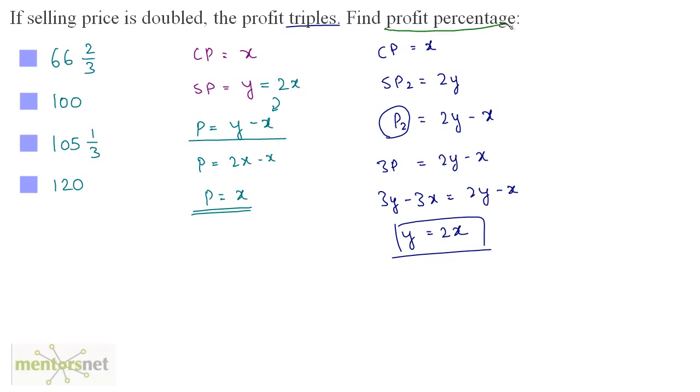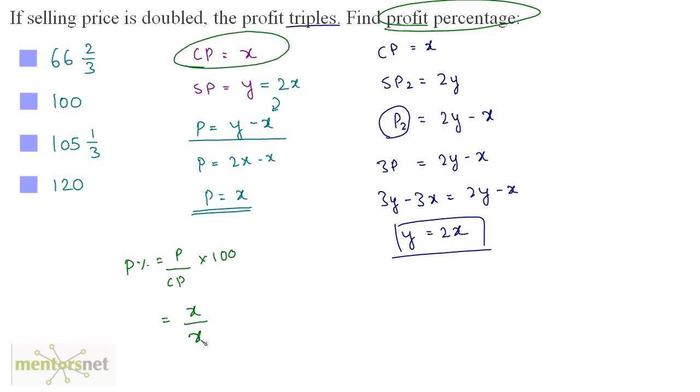Now we want the profit percentage. So what is the formula for profit percentage? P percent is equal to profit upon cost price times 100. And that is equal to X divided by the cost price, which is X. So X upon X times 100. X gets cancelled out. So therefore profit percentage is equal to 100%. Option B is the right answer.